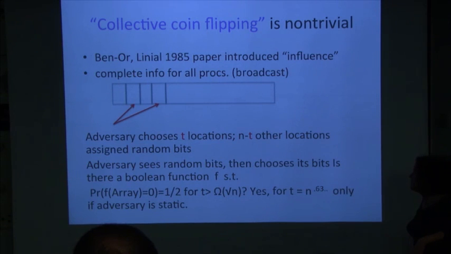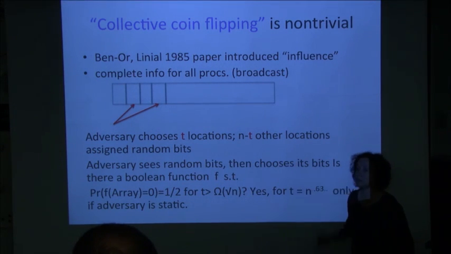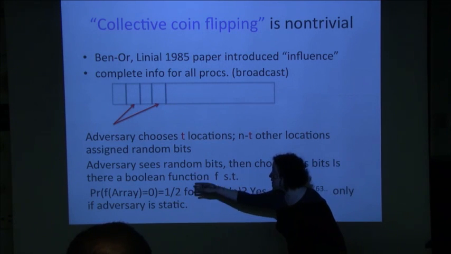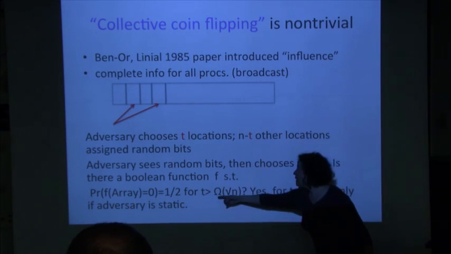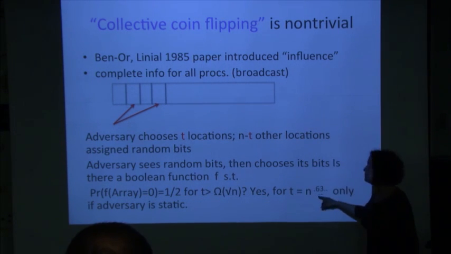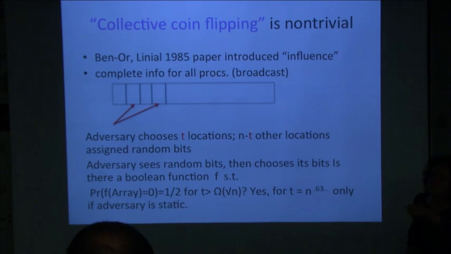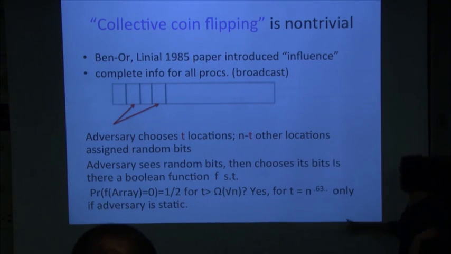Okay, so in other words, in their particular model, the good guys will always flip a fair coin and write it down in their spots. And the adversary will see the random bits and then choose its bits. And then they ask all sorts of interesting questions about this. So for example, is there a function f which, when it looks at this array, will output a zero with probability a half, if t, the number of bad guys, is bigger than square root n? And they say, yes, if t is equal to n to the 0.63. Only in the case where the adversary is static, meaning that it selects its locations ahead of time before seeing the random bits. If the adversary has the additional power of picking the locations, then they can't do better than square root n. They have epsilon, and they have a trade-off with epsilon. There's an epsilon in front of this thing.